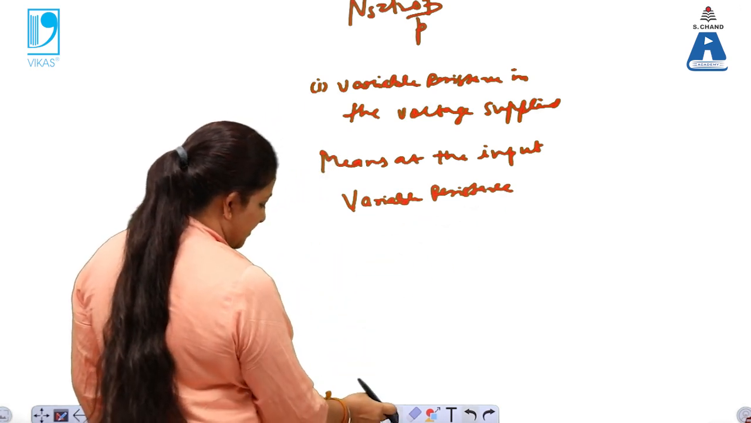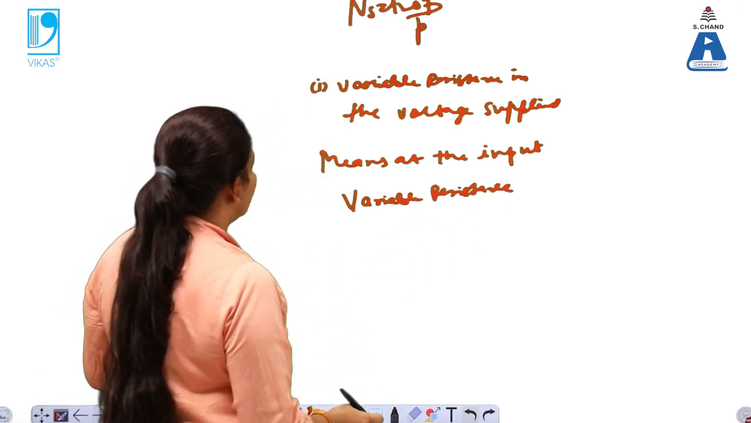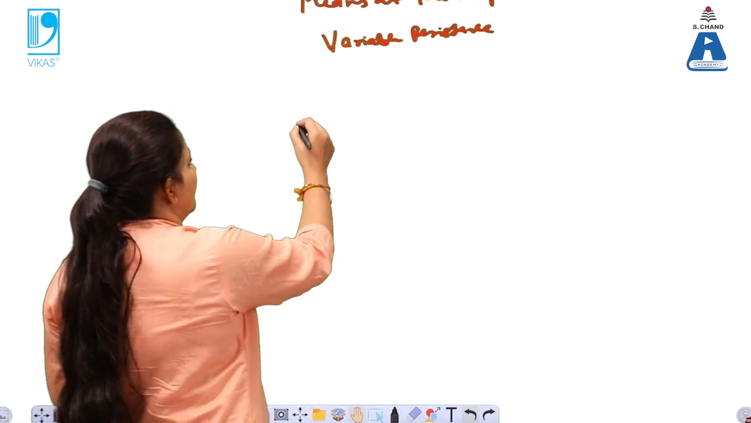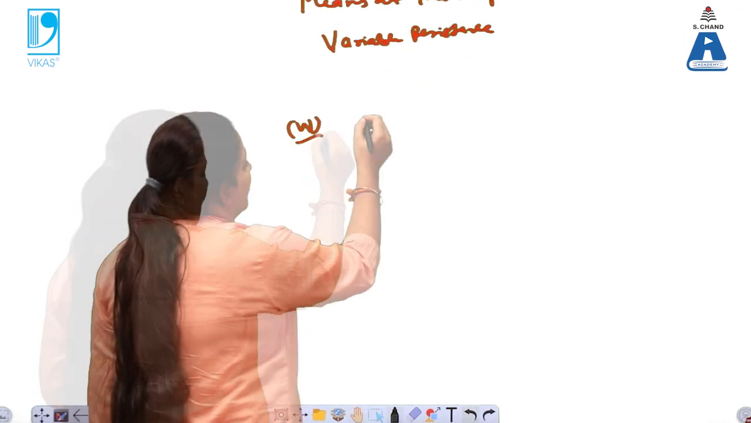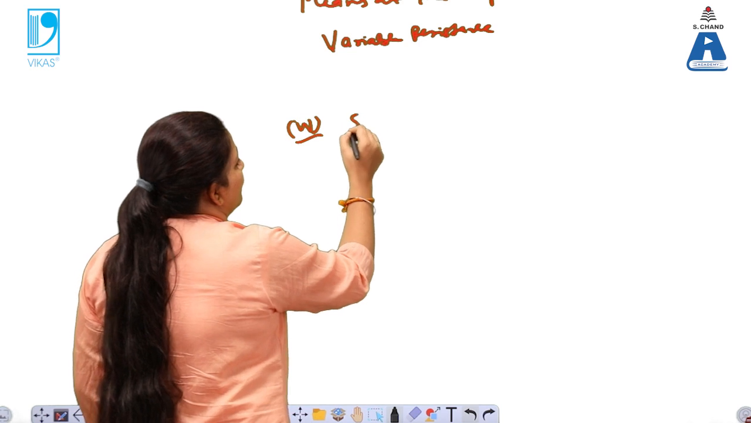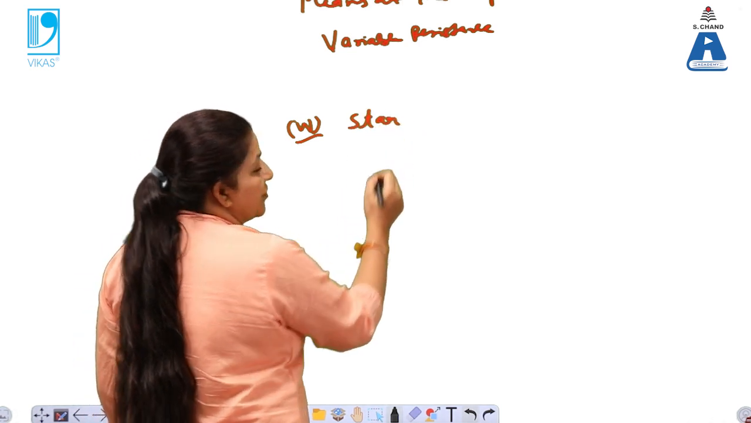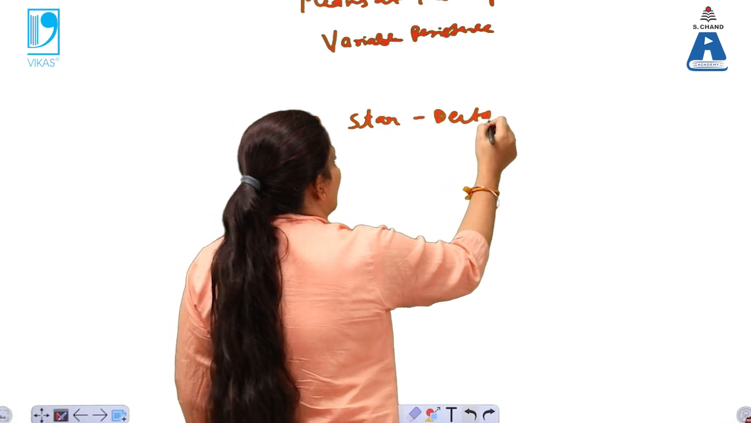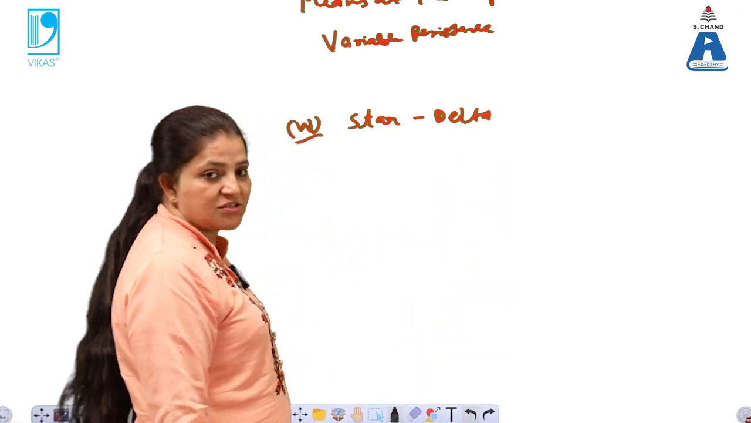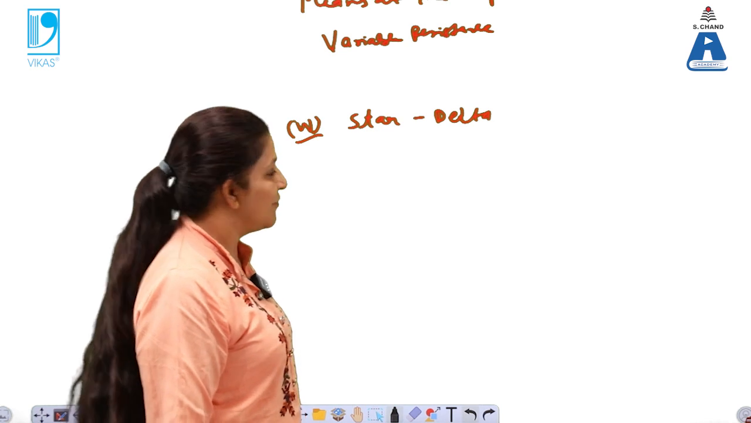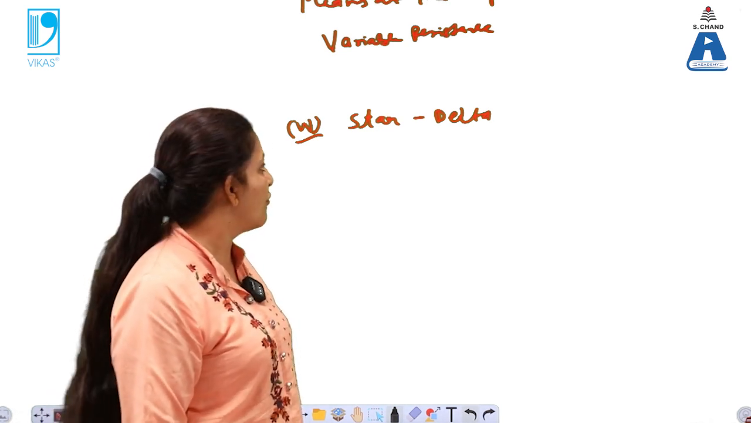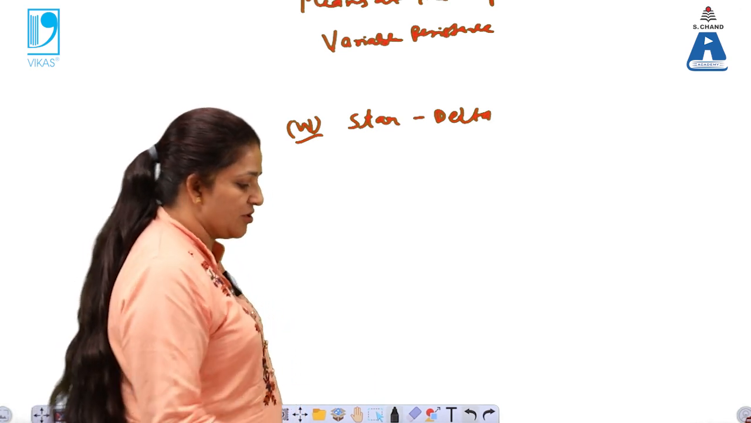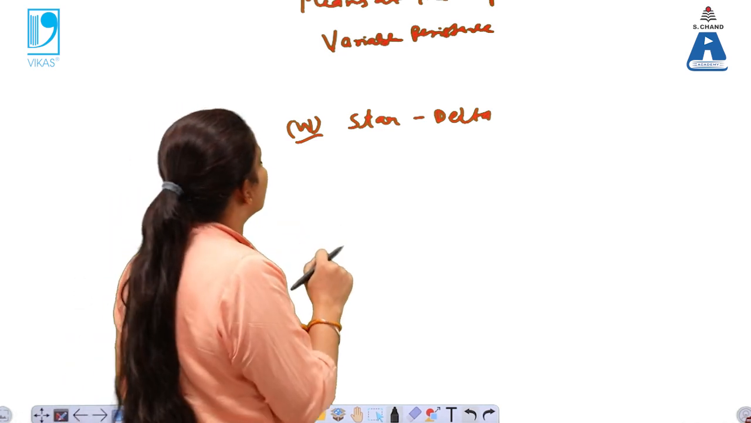Second part, that is the fourth part over here. Now in the fourth part, we have studied about the two configurations. One is a star and the second one is a delta configuration. In the star configuration, we will get the maximum value of voltage, while in delta configuration we get the maximum current in this case.